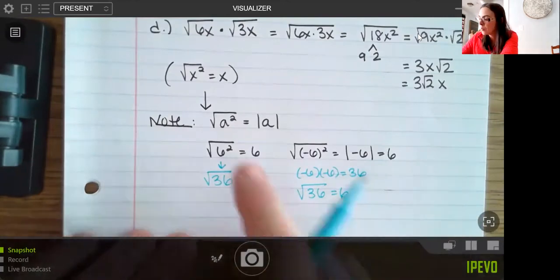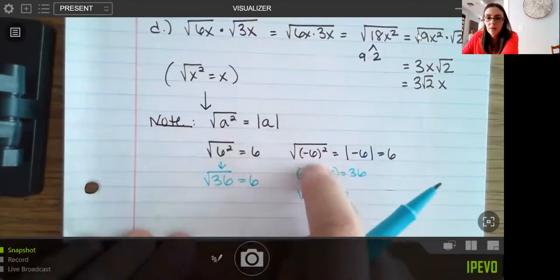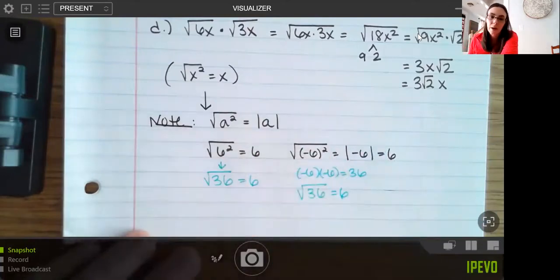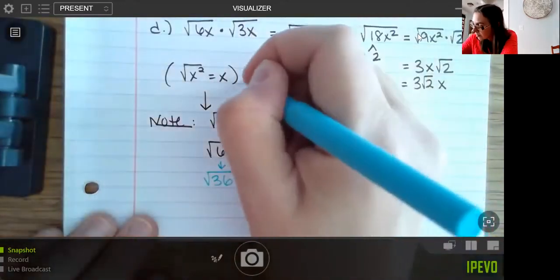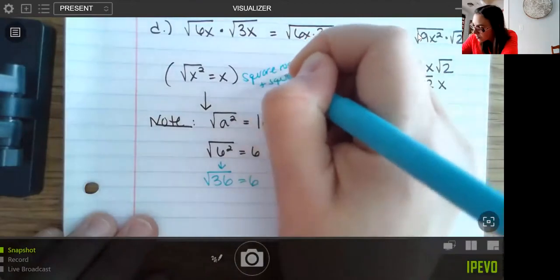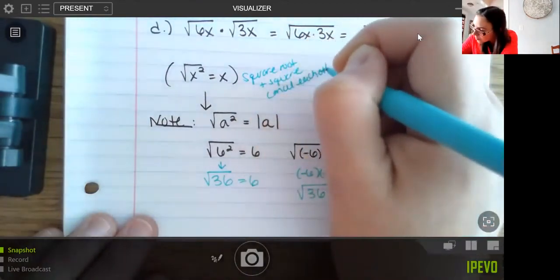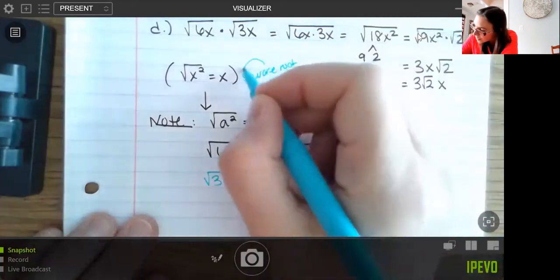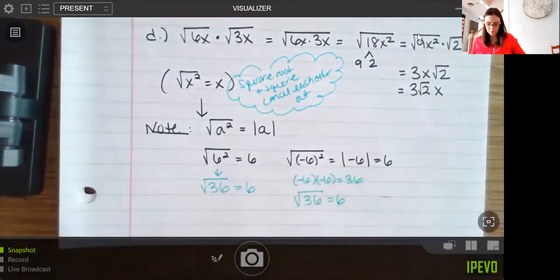So if you forget this rule or you forget that you have to take the absolute value all the time, just simplify under the root first and your answer will still work out. The big idea here to remember is that a square root and a square cancel each other out. So that's kind of like the big idea. Okay, so they're opposites, or what we usually call inverses in math when you have opposites.